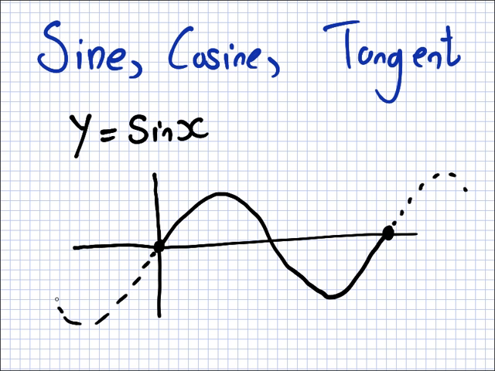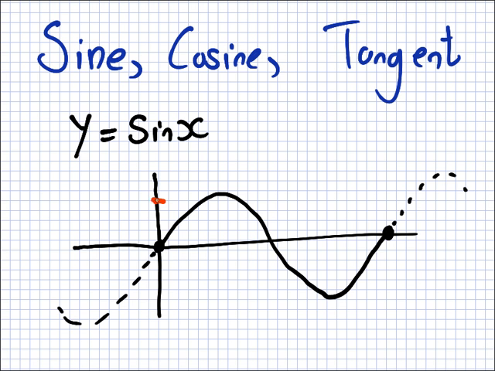What's the word for repeating? We did this word already. Correct, periodic. It's a periodic graph.